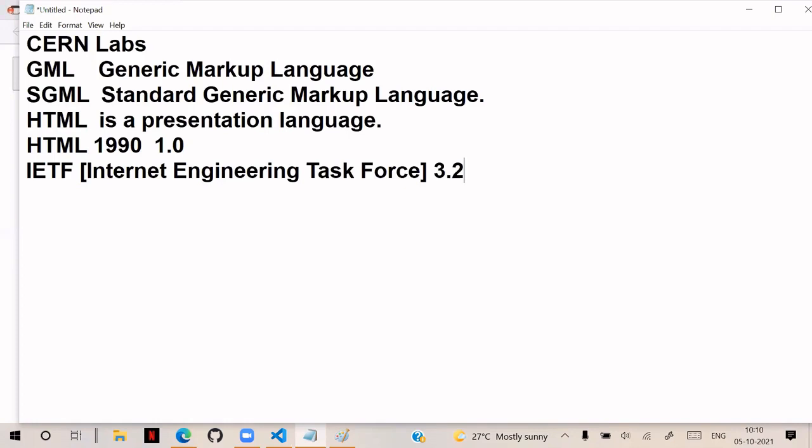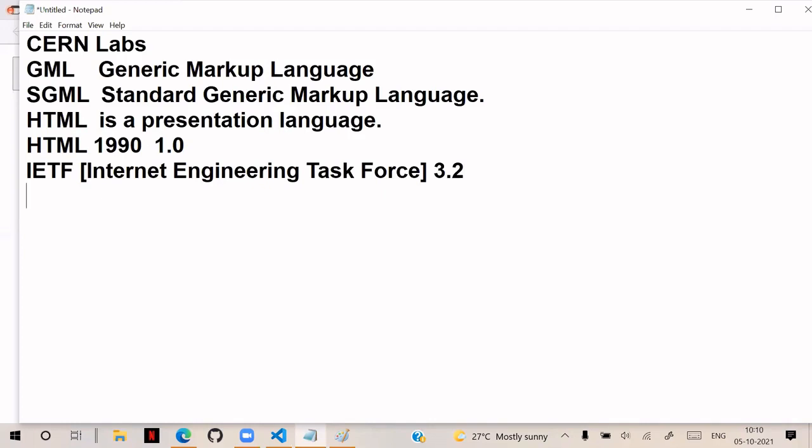Gradually, HTML improved. In the early days of the internet, we didn't have pictures, so everything was plain text only. Later pictures came, later graphics came, later videos came. Gradually improvement happened. And the Internet Engineering Task Force developed HTML up to version 3.2.